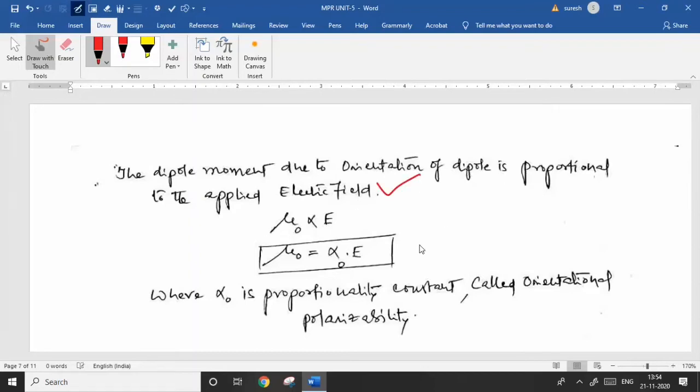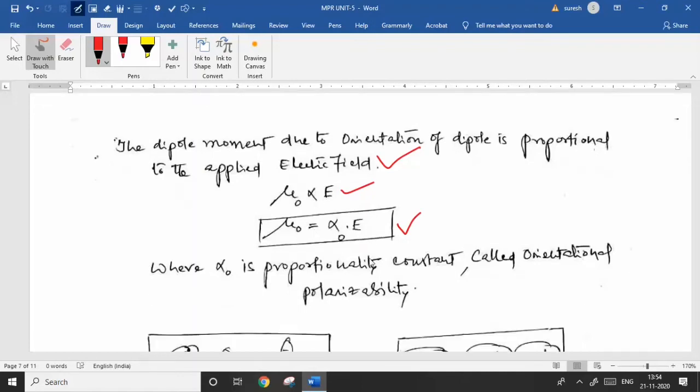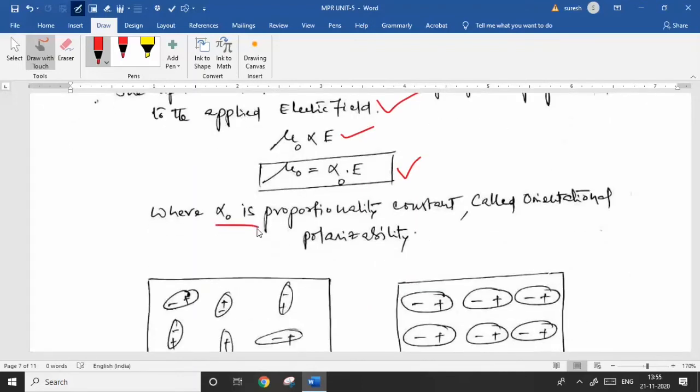That means mu O is directly proportional to E. What is mu here? Dipole moment for orientation. And E is called what? Intensity of electric field. Therefore, mu O is equal to alpha O into E, where alpha O is called the proportionality constant, and we have given a specific name for that, which is called orientational polarizability.